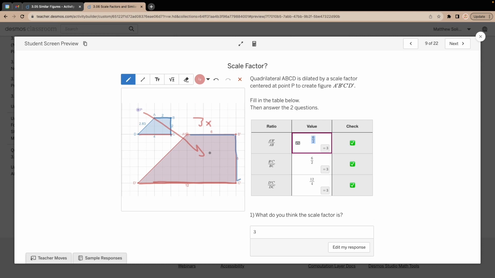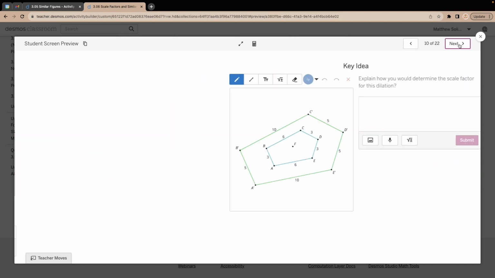Now, you might have been able to figure it out different ways, but these fractions are going to be really helpful for the rest of the unit. So we just want to get in the habit of using these fractions or ratios to figure it out. So let's look at the next question.